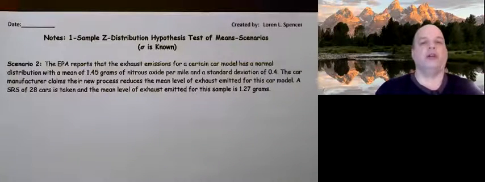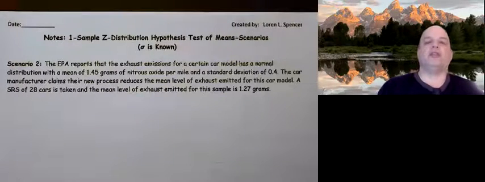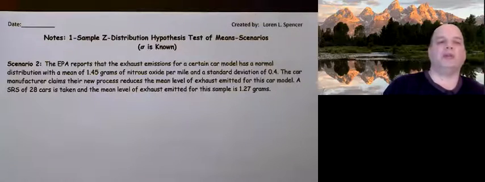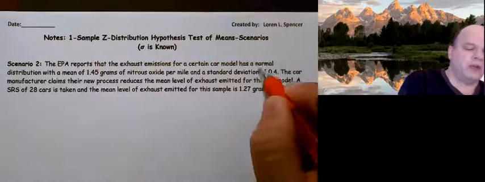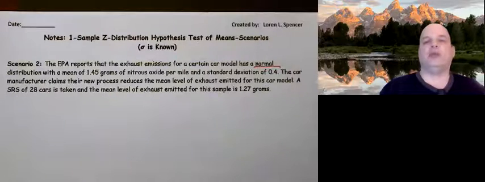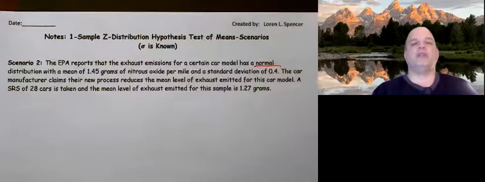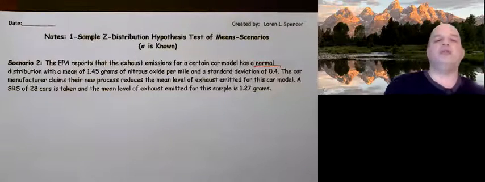Okay, this is scenario 2 for hypothesis test where the population standard deviation is known. So the EPA reports that exhaust emissions for a certain car model has a normal distribution. It's good that they told us that so we can run the test with a mean of 101.45 grams of nitrous oxide per mile and a standard deviation of 0.4.